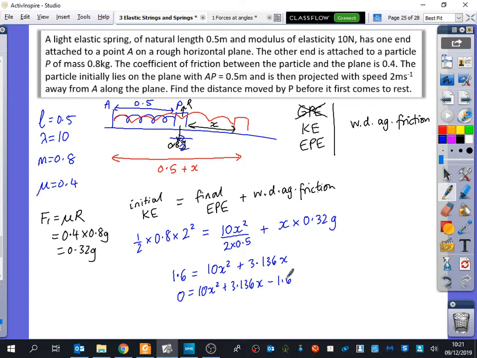So that's 10, 3.136 minus 1.6. So we get x is equal to 0.2728, or x is equal to minus 0.586. But we know that x is bigger than 0. So the distance that it moves, do we need to add anything onto it? No. So distance is equal to 0.27 meters to two significant figures.